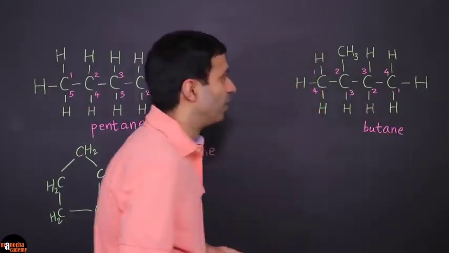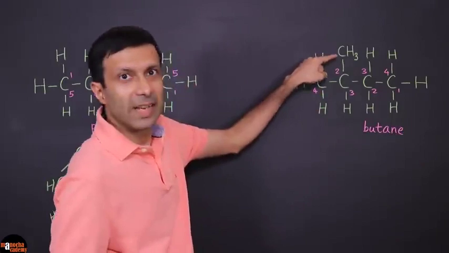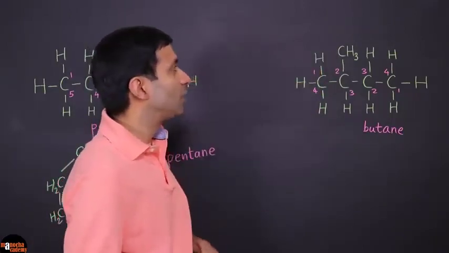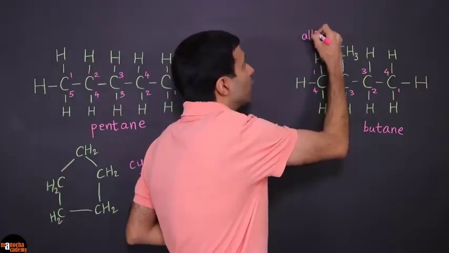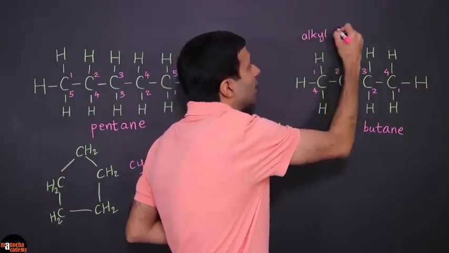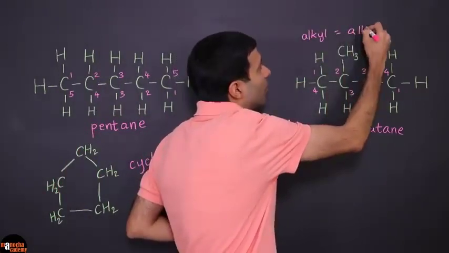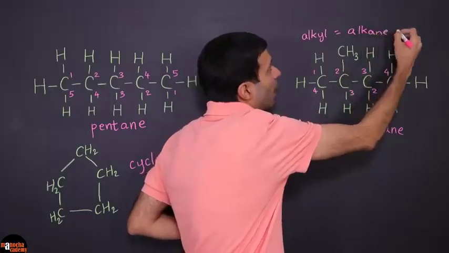So that's simple. Now let's look at this CH3. CH3, as you may know, is an alkyl, because the definition of alkyl is it's an alkane minus 1 hydrogen.